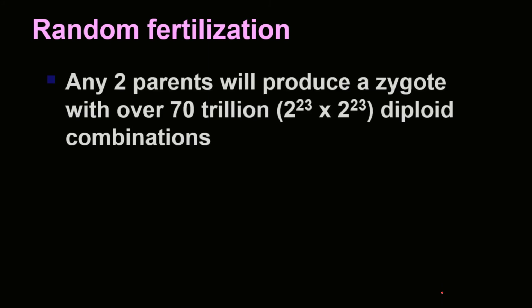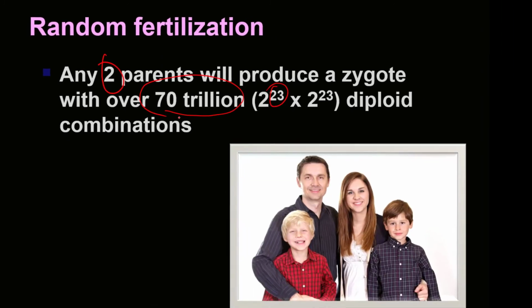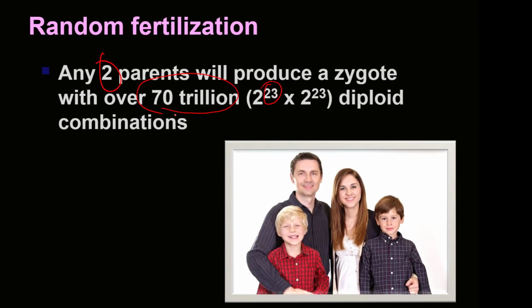If you remember at the very beginning, I started with the picture of the sperm and the egg. So if you take any 2 parents, each with 23 chromosomes, right? They're each donating one of their pair, and multiply that, you essentially can have a baby with 70 trillion different diploid combinations. And I've got a picture here, a random family I found on the internet.